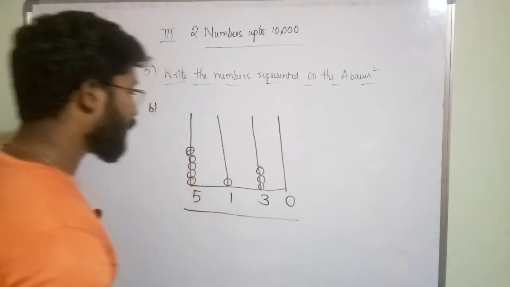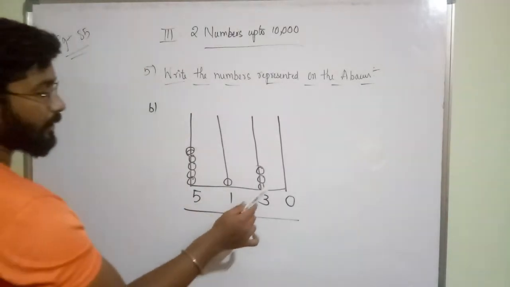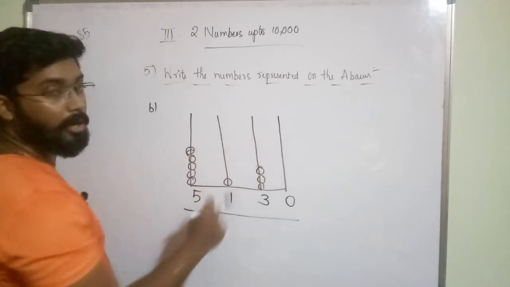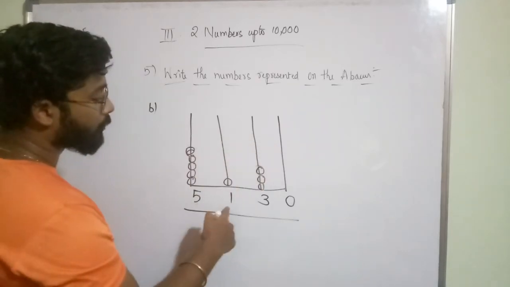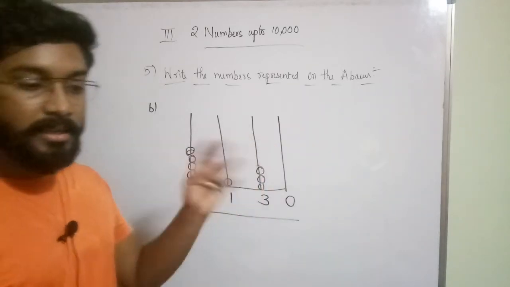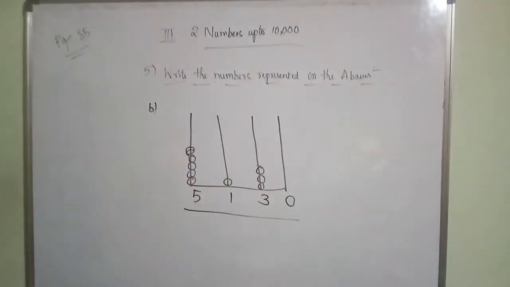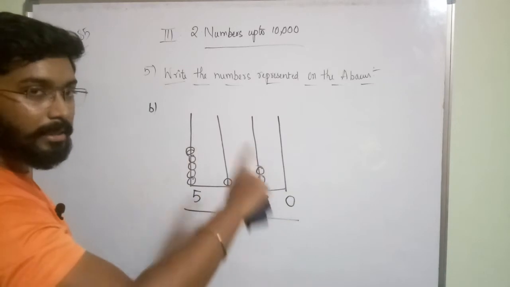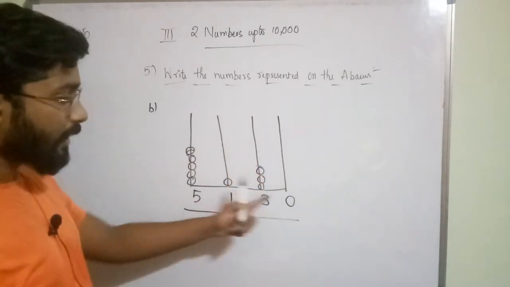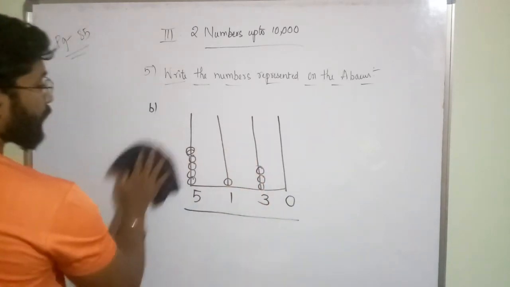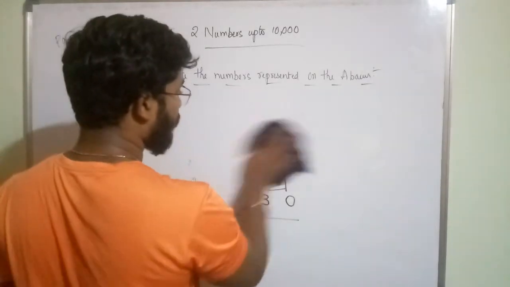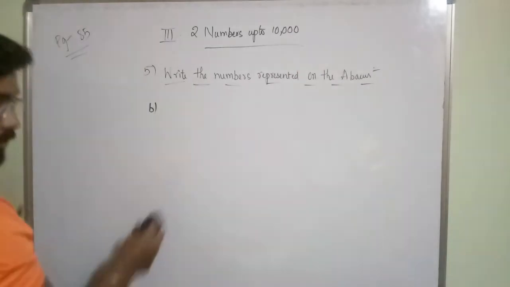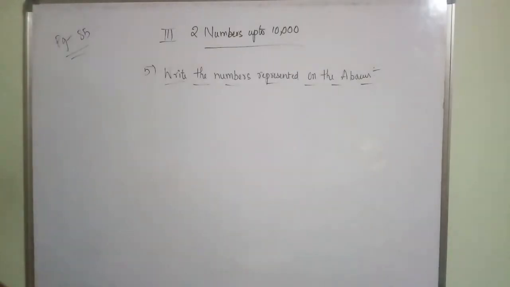So what is the final number? 5130. So how many rods are there? 1 2 3 4. How many digit numbers did you get? 1 2 3 4. How many rods are there? That many digits you will get in the number. You have to remember that, because from rods only, from counting the beads in the particular digit only, we are writing the numbers, no? So how many rods are there? That many digit numbers you will get. Okay, so we have completed this B.